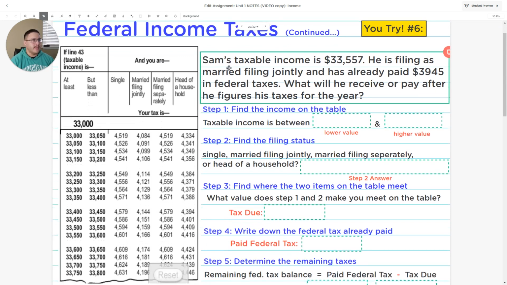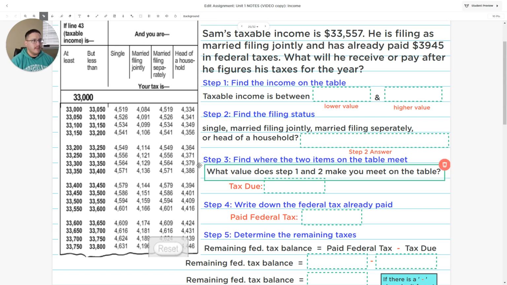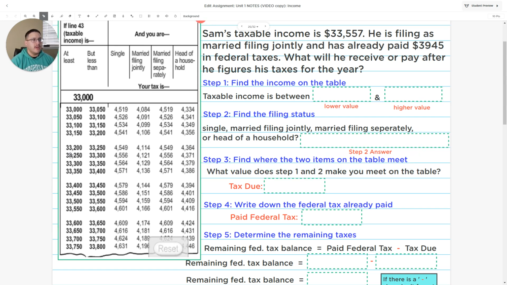You try number 6. Sam's taxable income is $33,557. He is filing as married, filing jointly, and has already paid $3,945 in federal taxes. What will he receive or pay after he figures his taxes for the year? So go through the steps. Step 1, find the income on the table, where he's going to be located. Find the filing status. Draw a line horizontally and vertically and use the number where they meet.